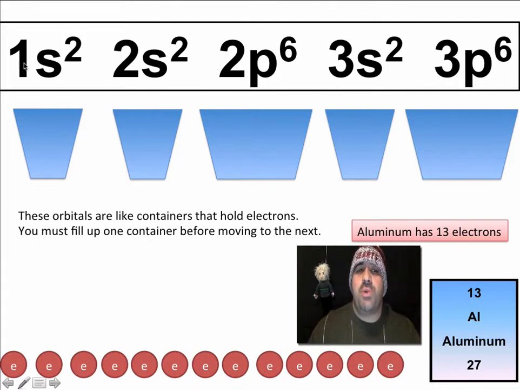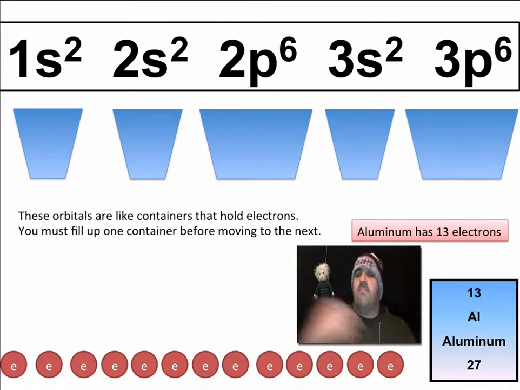So this s holds 2 electrons. So you have to put 2 of aluminum's 13 electrons in here before you start going into this shell. So each one of these is a container. They hold electrons. This holds 2, this holds 2, this holds 6, 2, 6, and so on, the whole list. The idea, the Aufbau principle, is that you have to fill up the lower energy, the preceding containers, before you fill up the other ones.